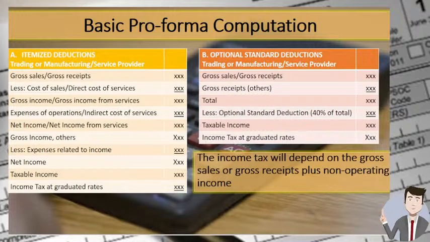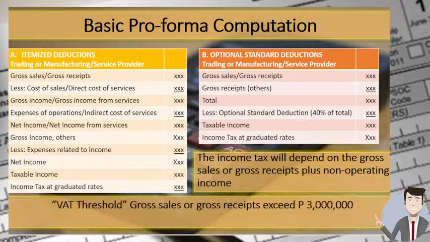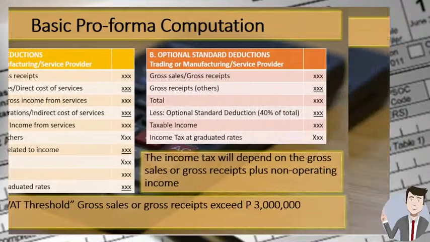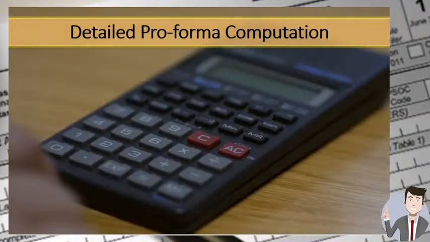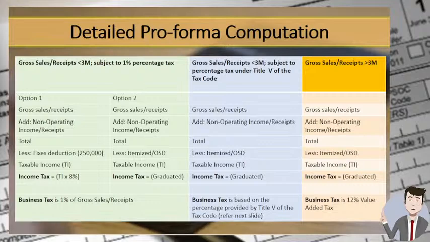It is important to mention that we have to identify the VAT threshold of 3 million. If the gross receipts exceed 3 million, the taxpayer will no longer be subject to percentage tax, and the option of the 8% income tax rate will no longer be available to that particular taxpayer.